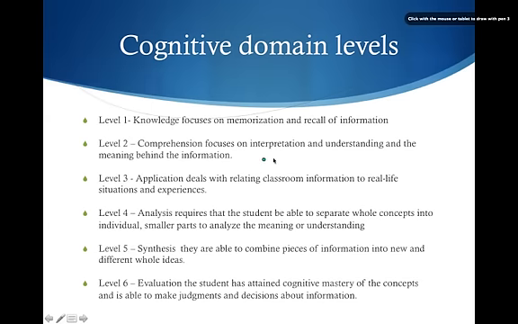Let's use a green pen here. And here's where we are. Analysis requires a student to be able to separate whole concepts into individual smaller parts to analyze the meaning or understanding. Level 5, synthesis, they are able to combine pieces of information into new and different whole ideas. So they have a multitude of things that they're applying at this point.